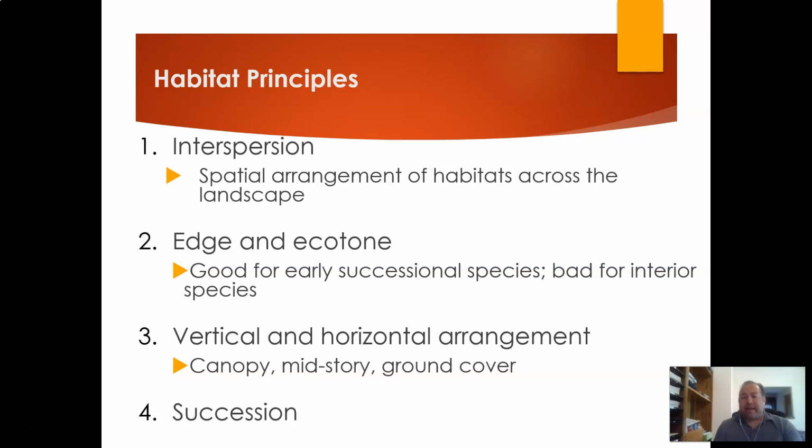We're going to add in the idea of edge and ecotone, which is the idea of multiple ecosystems coming together and the areas that end up in between those, where it's very good for early successional species, but bad for interior species. We're going to also talk about vertical and horizontal arrangement within a habitat. And we're going to focus on the vertical part of it, but we'll talk about both. And then the idea of succession is our 4th habitat principle.